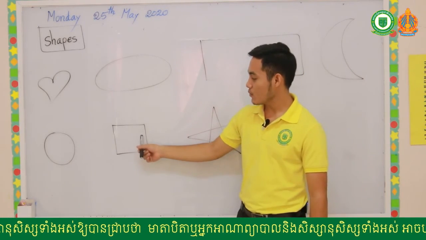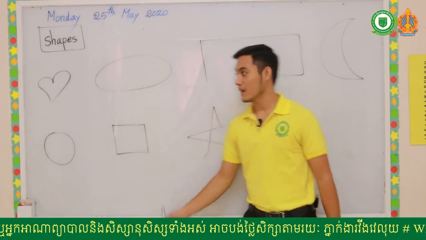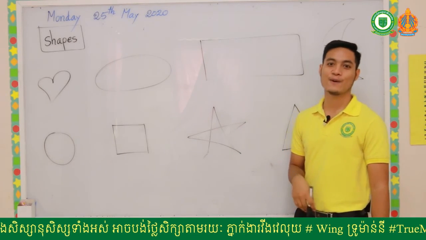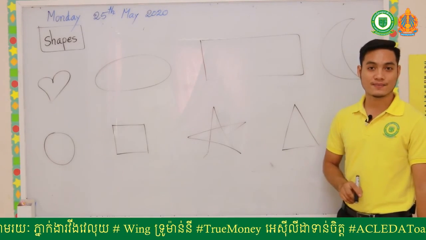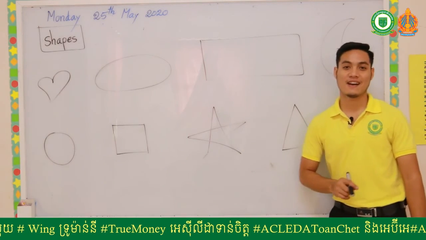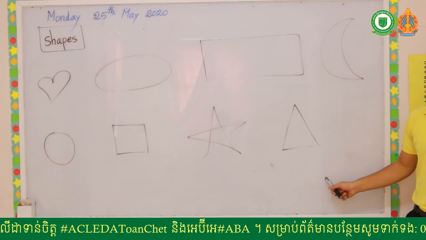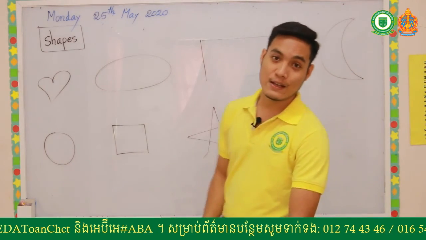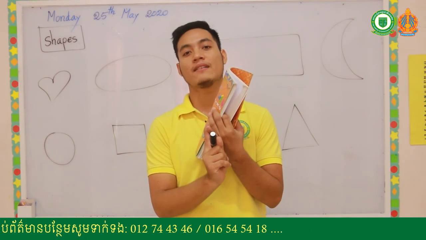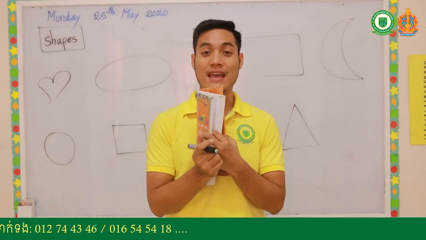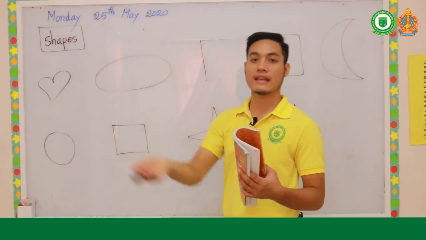Oval. Good. The next one is square. Good. The next one is rectangle. All right, the next one is star. All right, the next one is crescent. Good. The last one is triangle. Good. So in the first video you already learned about shapes, and also how to count the shapes in the picture, in task 1. In task 2, you tried to use shapes to create different things.